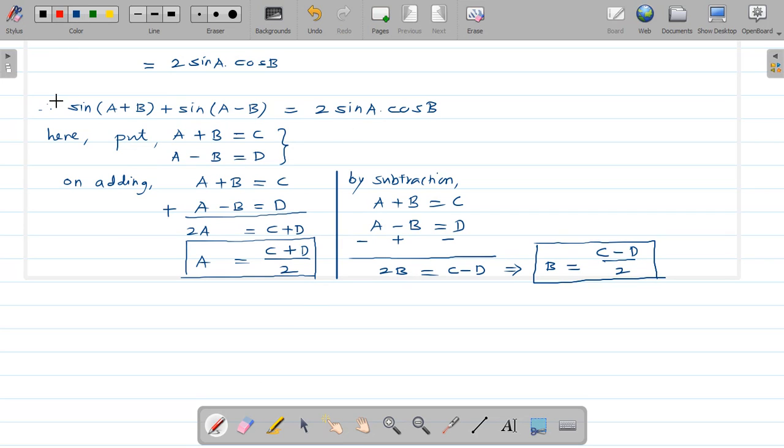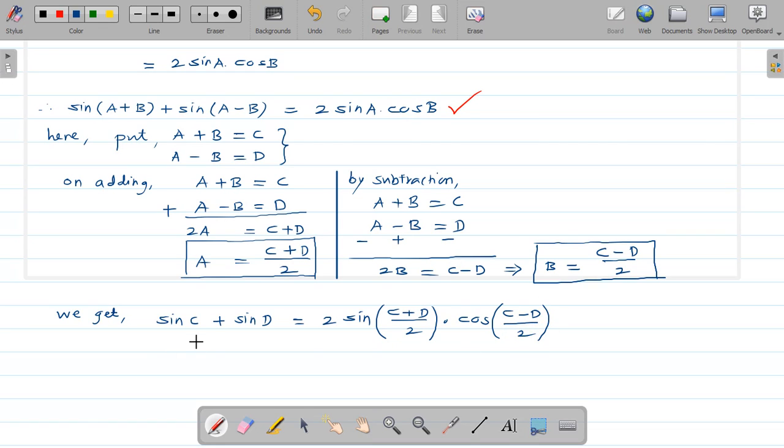So now in this expression, if I put all these values, then we get sin c plus sin d. Just put a plus b is equal to c and a minus b is equal to d, then you will get the left hand side of the formula, that is sin c plus sin d is equal to 2 times sin of (c plus d) upon 2, because the value of a is (c plus d) upon 2, into cos (c minus d) upon 2. So hence we get this formula.